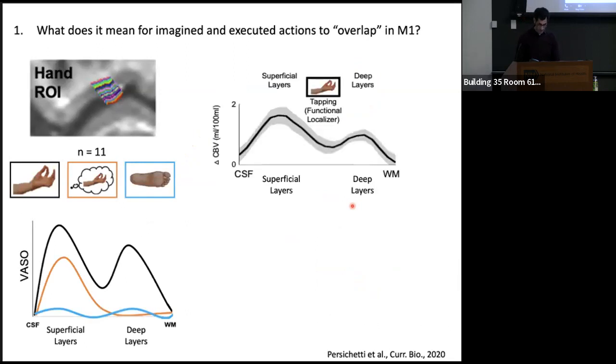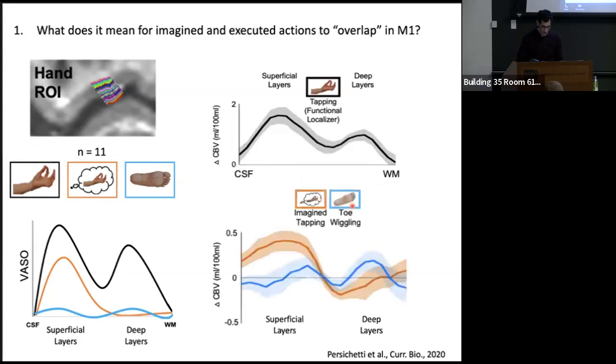And again, we have our functional localizer. We have a double peaked response in each person. Again, this is non-independent. We use it as a localizer. But now we can ask in this hand selective region, what's the response to imagined tapping and toe wiggling? And as we predicted, we see activation during the imagined tapping task in the superficial layers, but not in the deep.